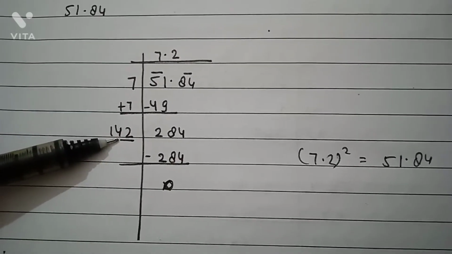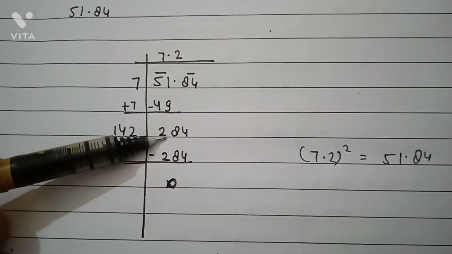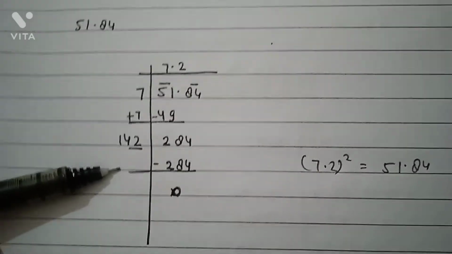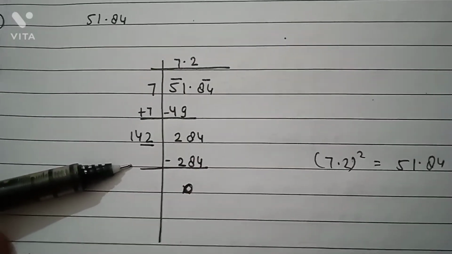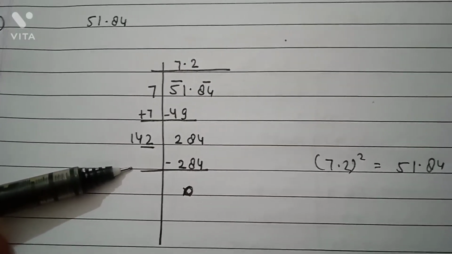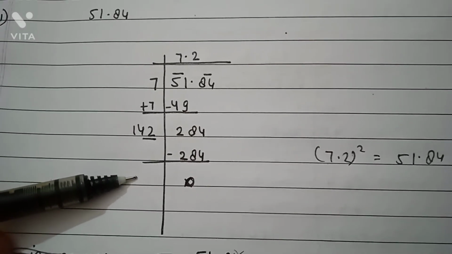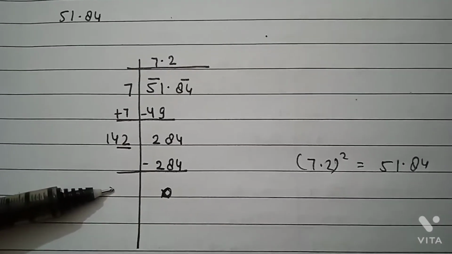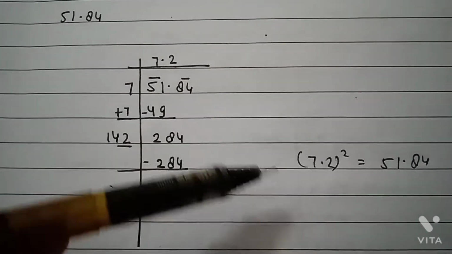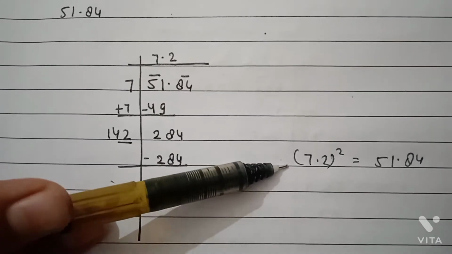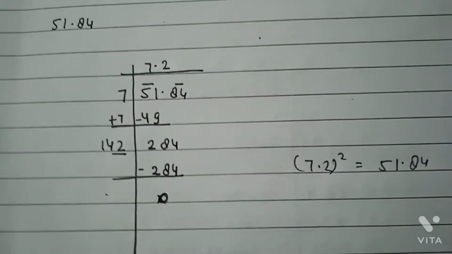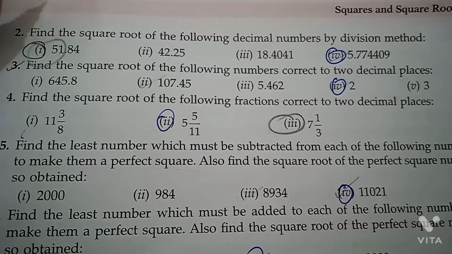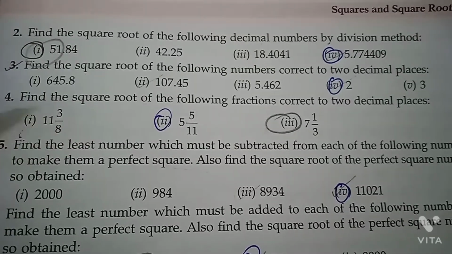The pair comes down, number becomes 284, and after adding 7 to it, the number becomes 14, and the number whose multiplication with itself gives 284, and the remainder left is 0. So 7.2 is the square root of 51.84. So let's move to the third question. Our third question is 645.8, and we have to find the square root of the following number correct to the two decimal places.